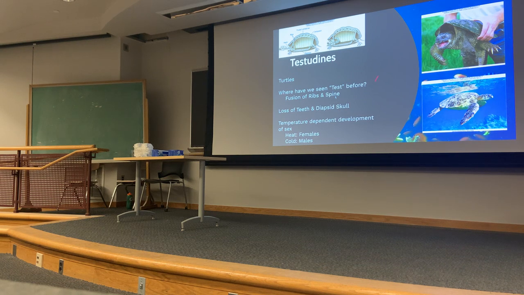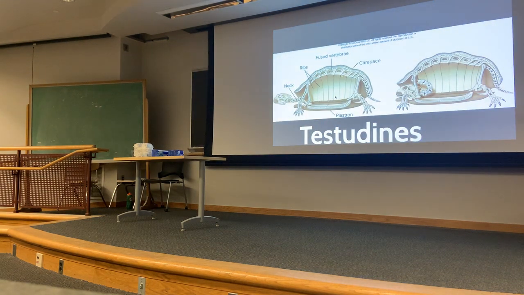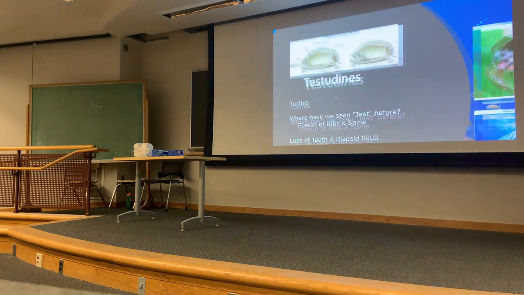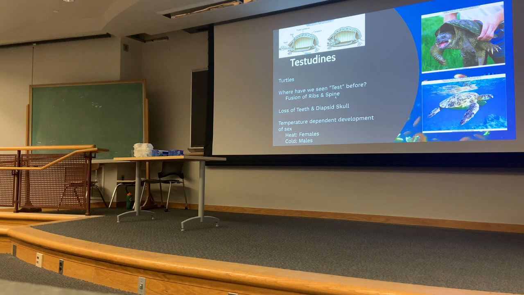Testudines. We've seen this word before. We've seen test before. So testudines is referring to this kind of fusion of the vertebrae and spine into the shell. It helps keep them protected, keeps their internal organs away from a lot of danger, as they retreat into it. They have a very flexible neck. So for sure, they're very hard to get into, very difficult to be predated on.